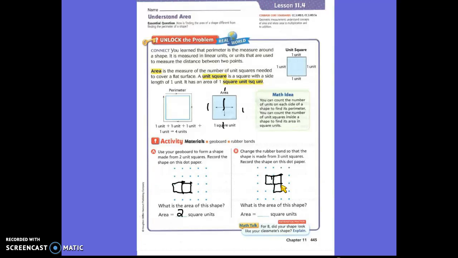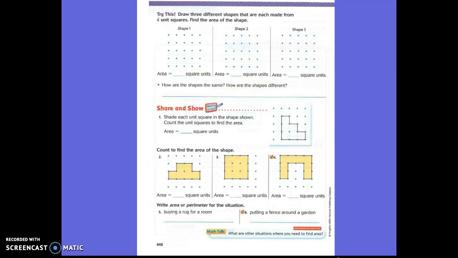Now, what's the area of this shape? 3, since there are 3 squares. 3 square units. This is pretty easy, actually. You can count the number of units on each side of a shape to find the perimeter. You can count the number of unit squares inside the shape to find the square units.